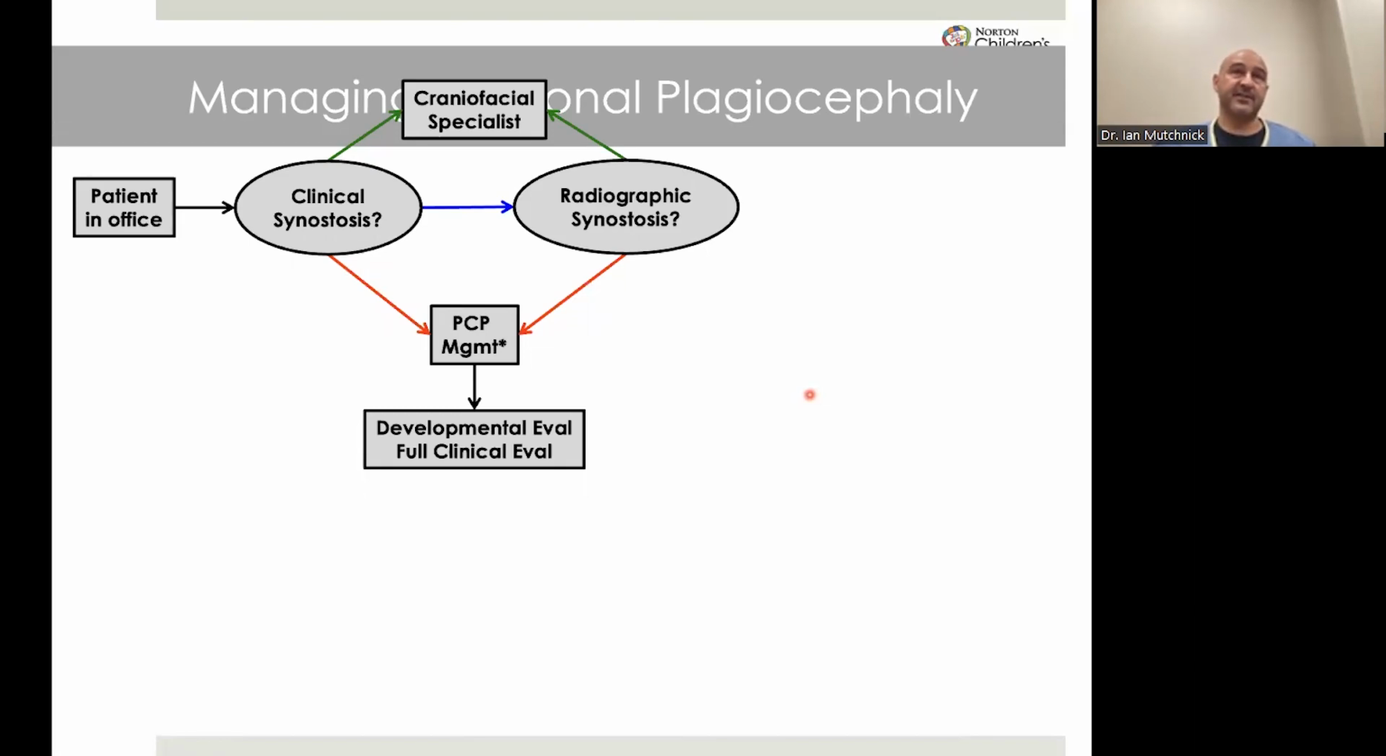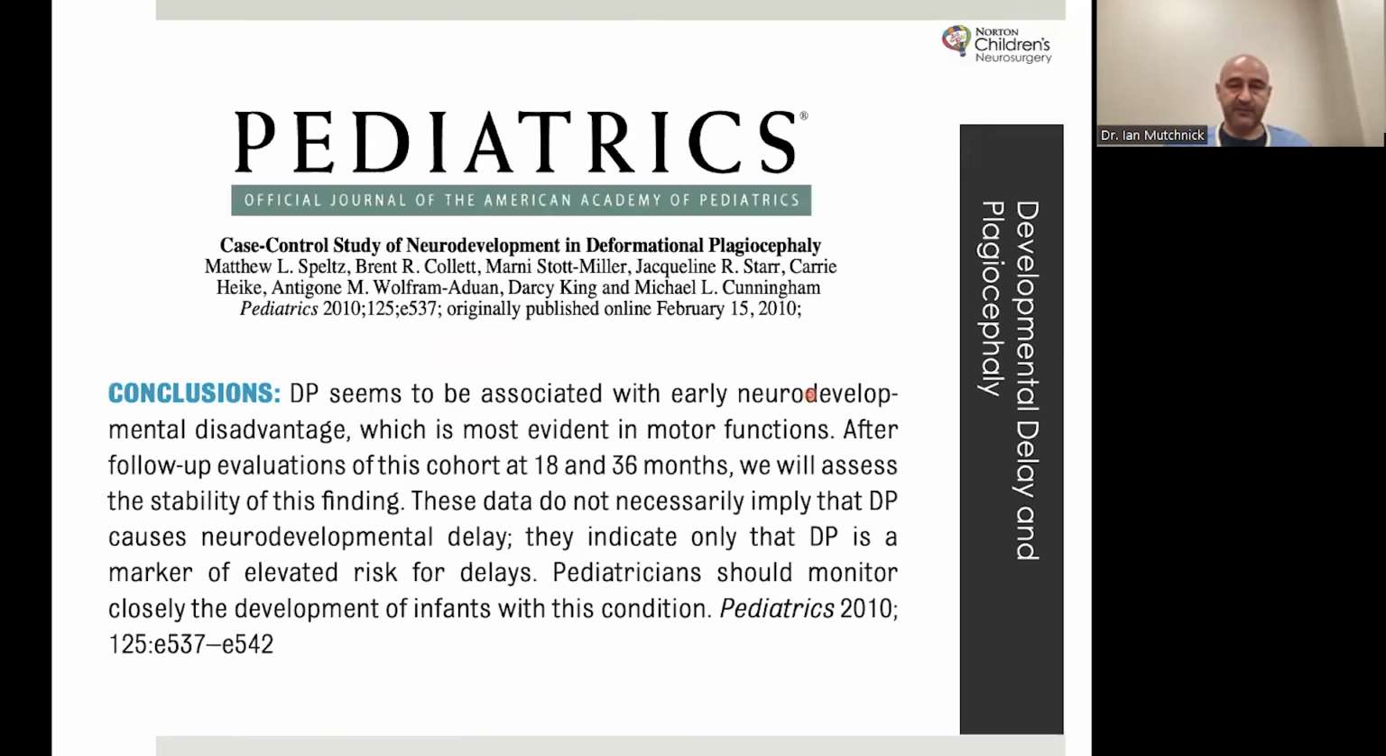Positional plagiocephaly does not cause developmental delay, but if you have developmental delay, you are more likely to have a plagiocephaly. So if you see a kid with deformational plagiocephaly, non-synostotic deformational plagiocephaly, do a developmental eval. Make sure that there's not something going on that's made him or her predisposed to a positional plagiocephaly.